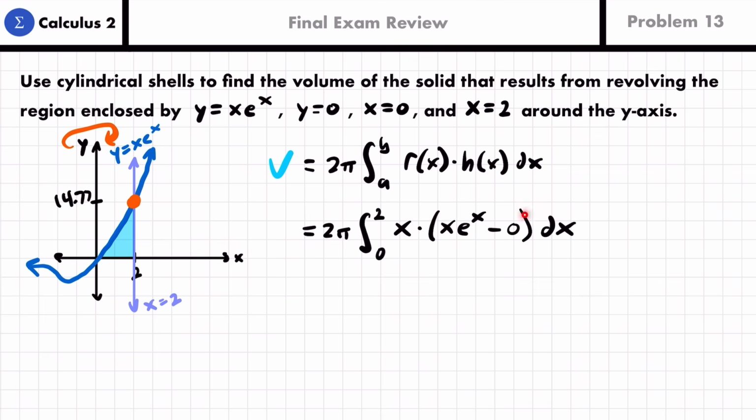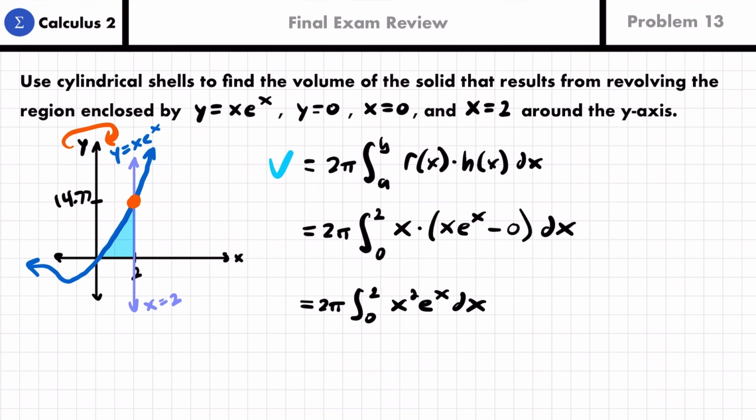Okay, so now we have set up the integral. Now all we have to do is simplify it and solve it. And so x times e to the power of x minus 0 is just itself, but then it's being multiplied by x, so we'll have x squared times e to the power of x. All right, so this is equal to 2 pi times the integral from 0 to 2 of x squared times e to the power of x dx.